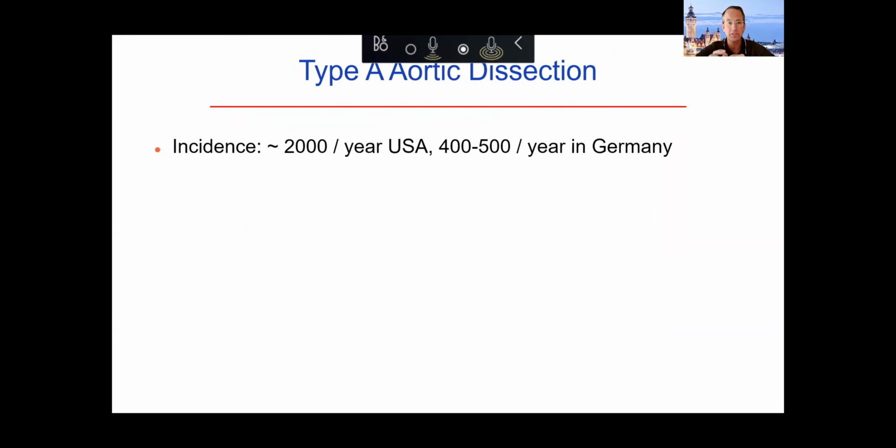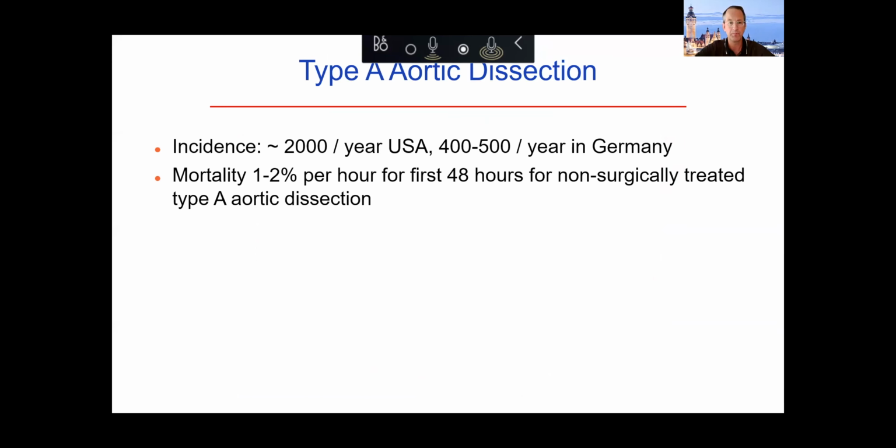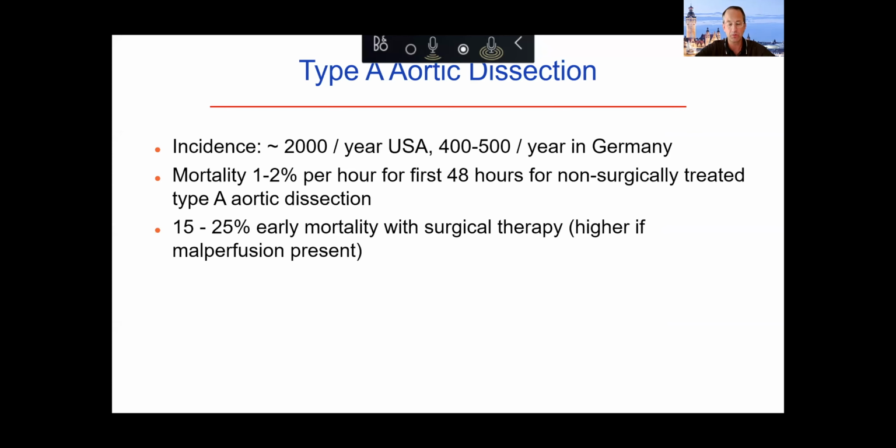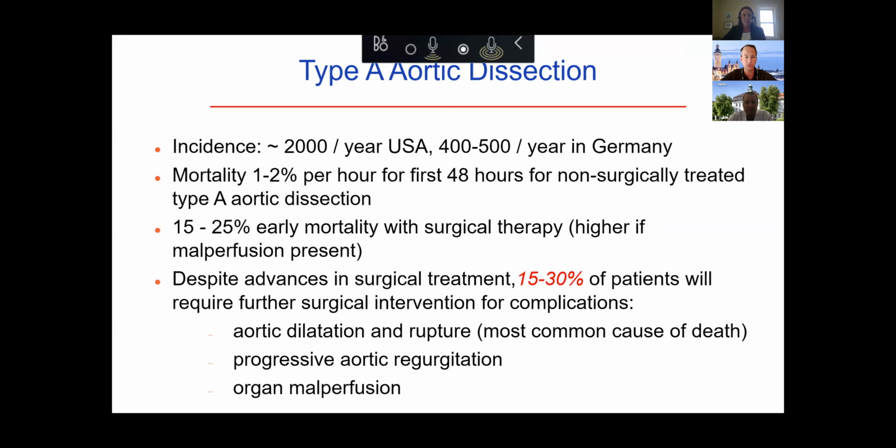Type A aortic dissection occurs in approximately 2,000 patients per year in the USA, and about 400 to 500 times per year in Germany. Mortality rate is 1 to 2% per hour, as we all know, for the first 48 hours, and then it drops thereafter. Early mortality in surgical series is 15 to 25%, and we know that the mortality rate is also higher if organ malperfusion is present at the time of surgery.